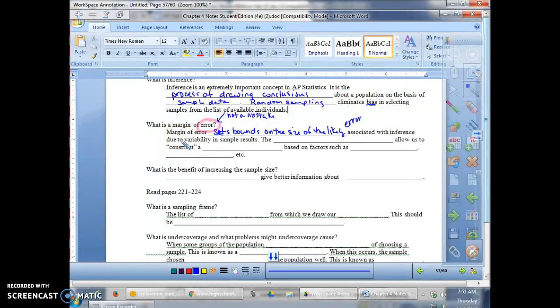So the next thing is the laws of probability. They allow us to construct a margin of error based on factors such as sample size and variability of the sample data.